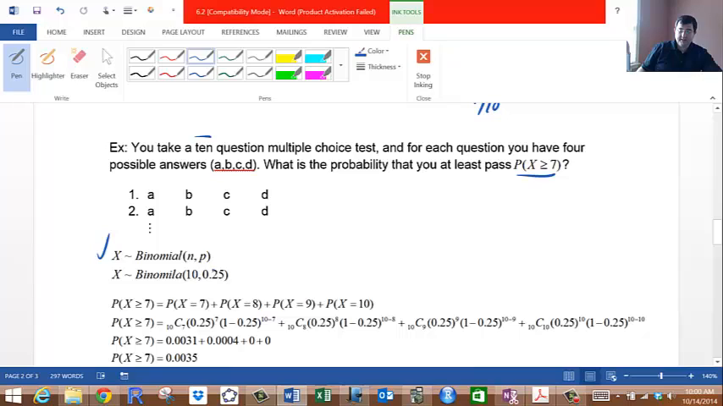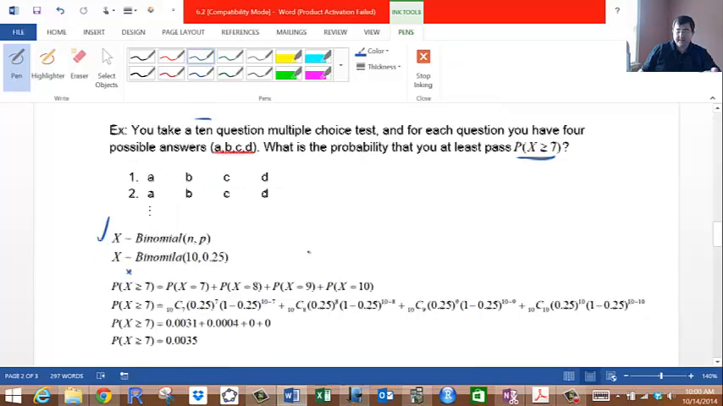And so N is 10 here, and P, the probability of success, is 0.25. So what's the probability that the number of correct questions, X, is greater than or equal to 7? Well, this is going to be the probability the number of correct questions, X, is exactly equal to 7, because if you took a test and you got exactly 7, you would pass, plus the probability of getting 8 questions correct. So X equals 8, plus 9, plus 10.